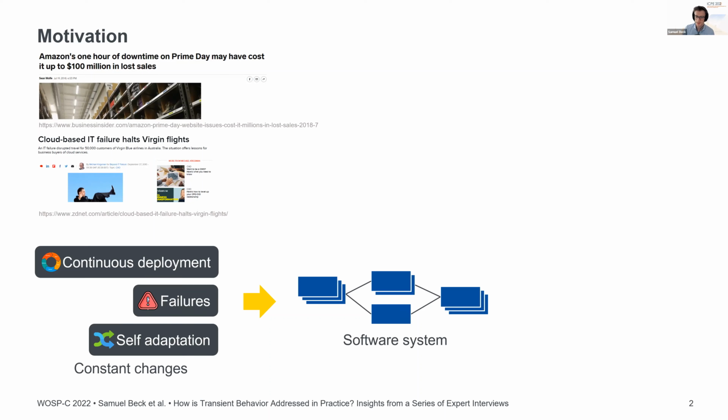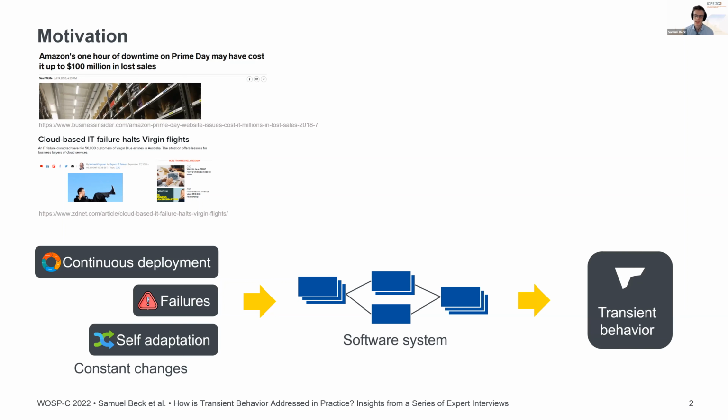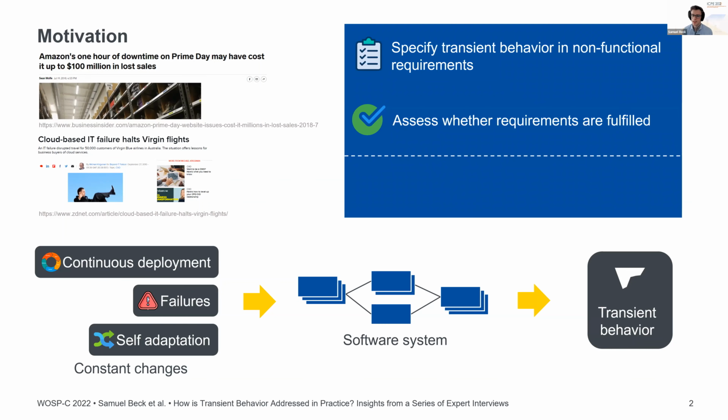These changes mean that a software system is constantly exhibiting a state called transient behavior, which is the behavior after a change, while the system transitions from one steady state to another. And because this happens frequently, a system is quite often in the state of transient behavior. That is why we think that this transient behavior should also be specified in non-functional requirements and accordingly also be assessed whether these requirements are fulfilled. However, not much is known about how this is handled in practice, which is one of the motivations for our interviews.